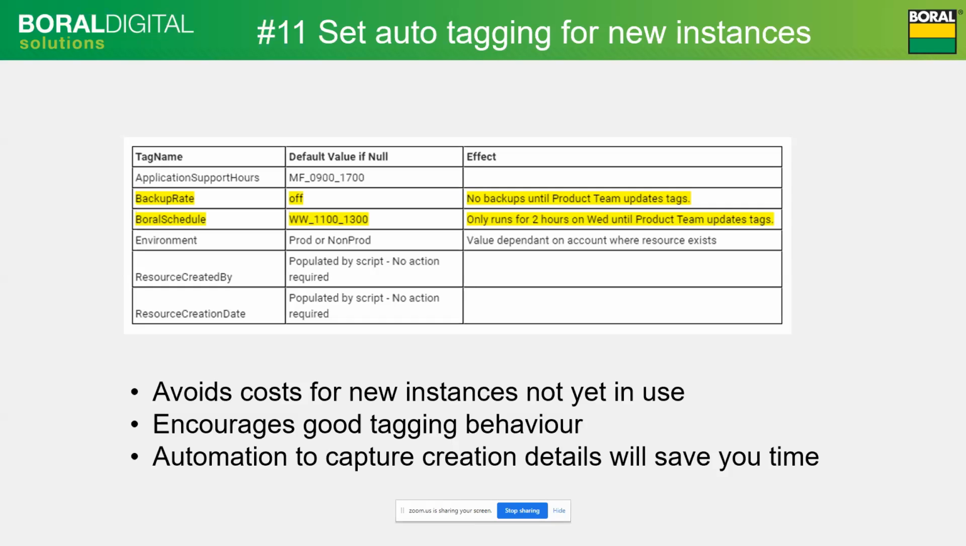So we turn off backups until the team is ready to really use it. We turn off scheduling, so it's off the bulk of the time, so they just have to turn it on manually when they need it. We also have a resource created by and resource creation date tag that is auto-populated. So if we want to contact someone, it's easy to do it by just looking in the tags. It makes it easy for all our support teams to do their job.